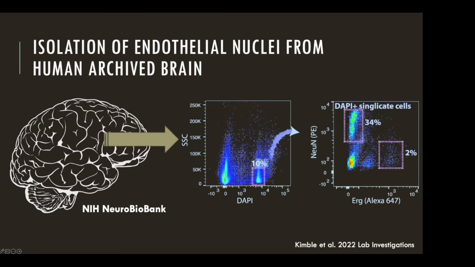And so what you'll note here is that there's a good population of neuronal nuclei marked by NeuN, about 34% in this case of the nuclei coming from that brain, which is relatively proportional to the number of neuronal nuclei you'd expect. And nicely, we see about 2% of this ERG high population. And that's, again, about the right percentage you'd expect for endothelial cell nuclei. And you will note that there is an ERG low population here, which I'll get to a little bit later on, which is also interesting and also very relevant to our studies.